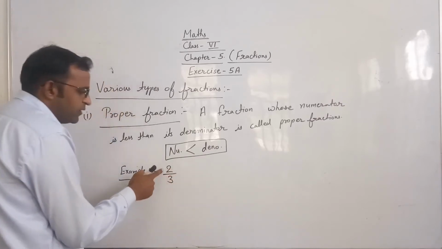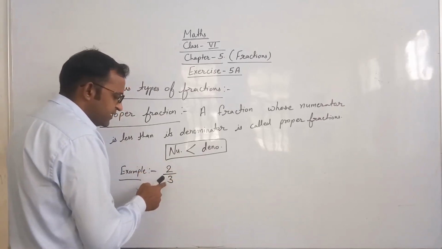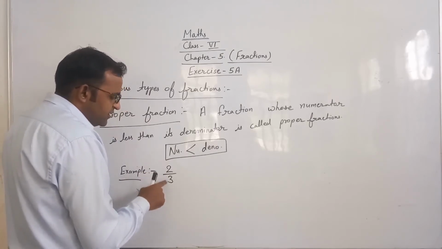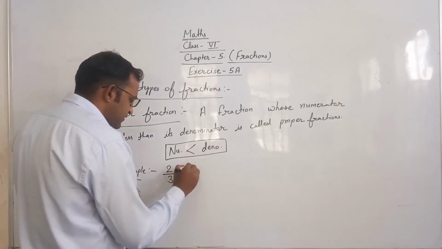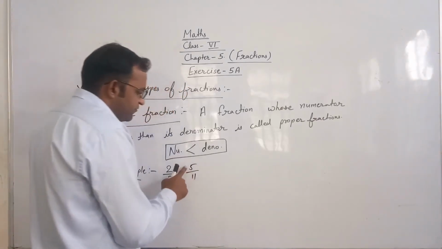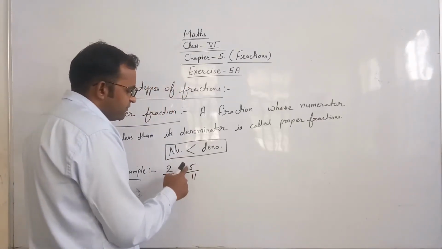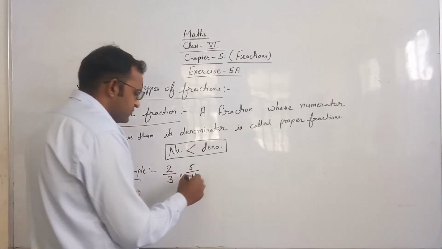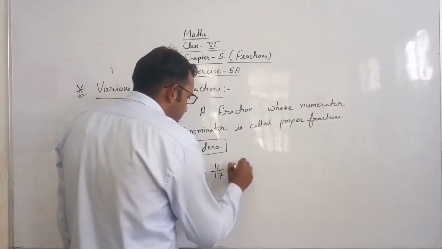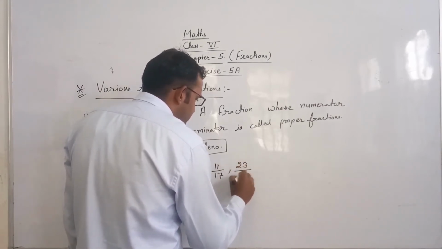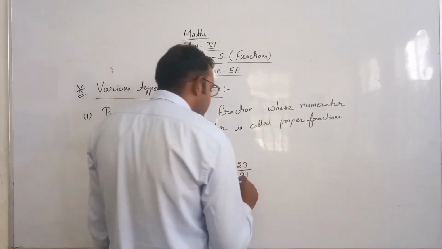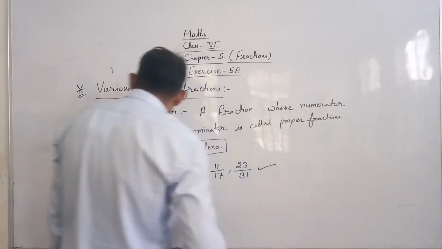For example, 2/3, numerator is 2 and denominator is 3. So numerator is less than denominator. Okay, so 2 is less than 3. Next, 5/11, numerator is 5 and denominator is 11. So 5 is less than 11 and 5/11 is a proper fraction. Next, 11/17, 23/31. Okay, so all are proper fractions.